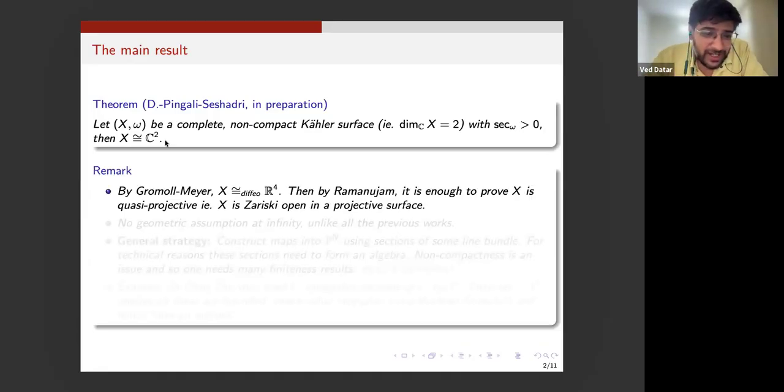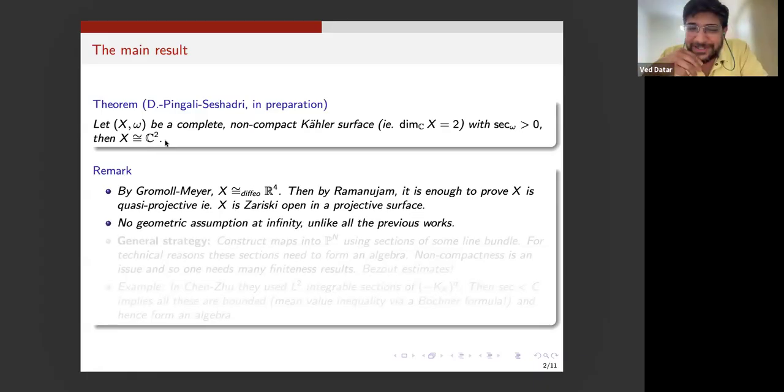All right, so let me make a few remarks. As Harish mentioned, by this very famous result of Gromoll and Meyer, the positive sectional curvature already implies that the manifold is diffeomorphic to R4. And then by a theorem of C.P. Ramanujam, in order to show that X is biholomorphic to C2, it's actually enough to prove that X is quasi-projective, right? Again, this might start sounding like our party line, but let me reiterate that we're making no geometric assumption at infinity, and this seems to be the first such result.